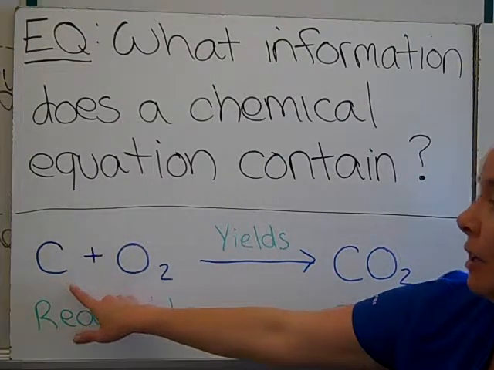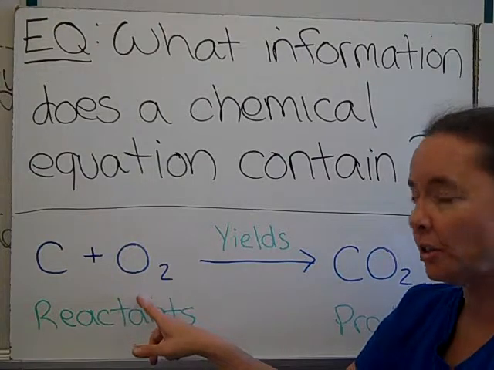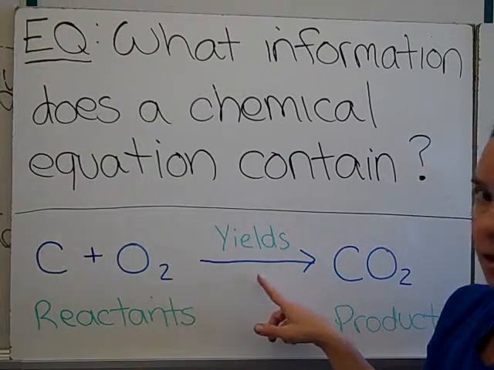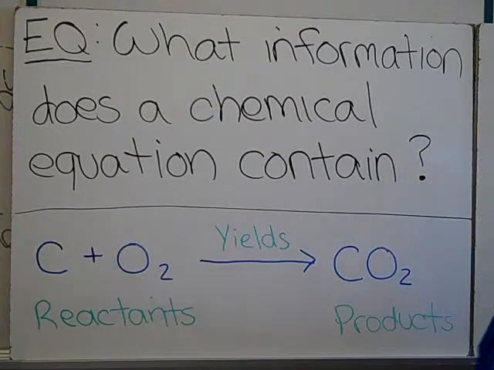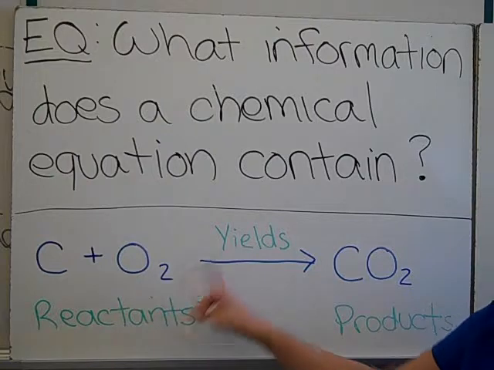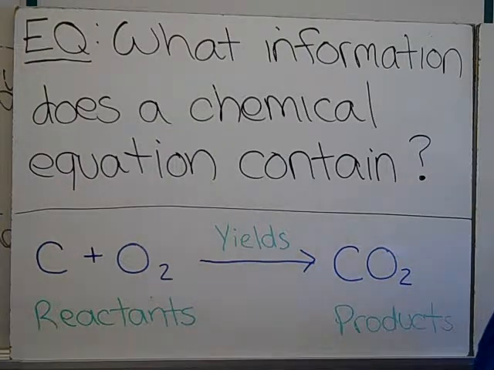Here we have carbon plus oxygen. Yields is how we say this right here. This would be your equal sign in math. Carbon dioxide. So reactants, yield, products.